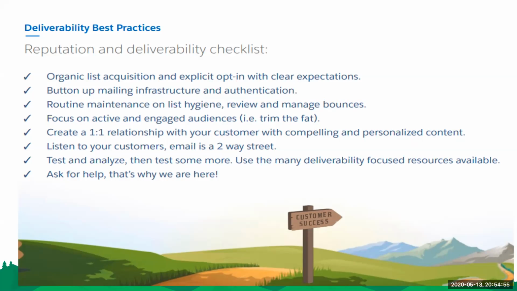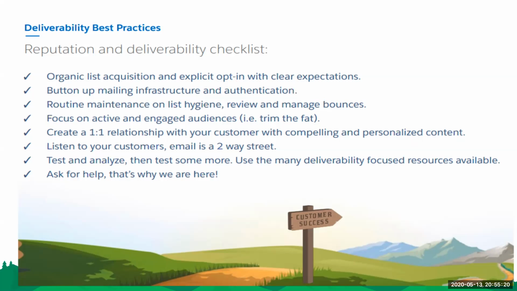Starting with organic list acquisition and explicit opt-in with clear expectations. Yes, our list should be organic, and it should only have opt-ins. We should nullify all the opt-outs, or you can say unsubscribes. Button up mailing infrastructure and authentication. Routine maintenance on list hygiene, review and manage bounces.